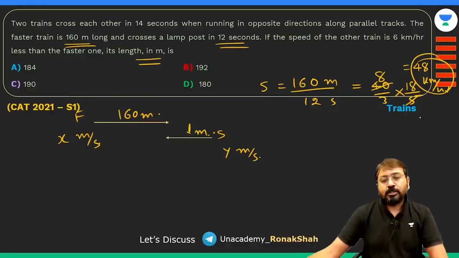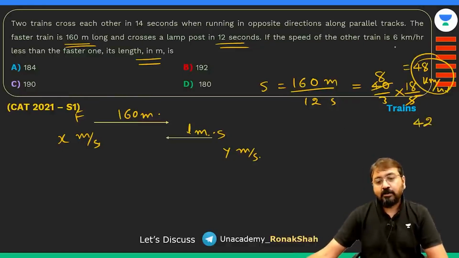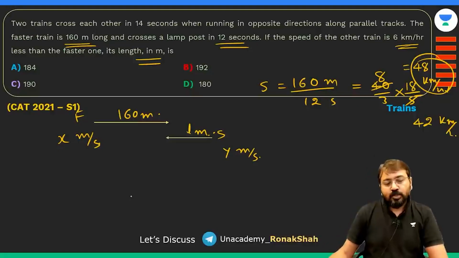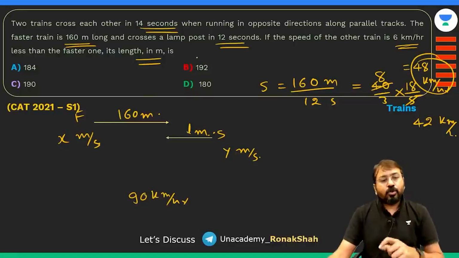So what is the speed of the slower train? Of course, it will be 6 kilometer less, so 42 kilometer per hour. So what is the relative speed? So it will be 90 kilometer per hour, right? And it takes 14 seconds for both the trains to cross each other.